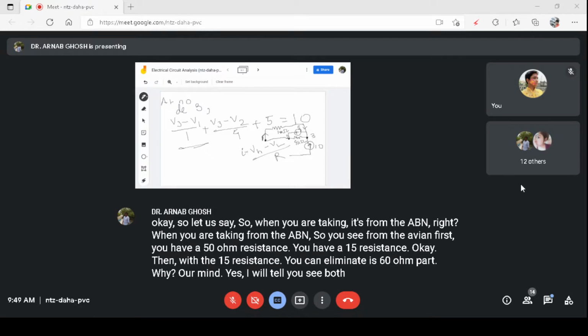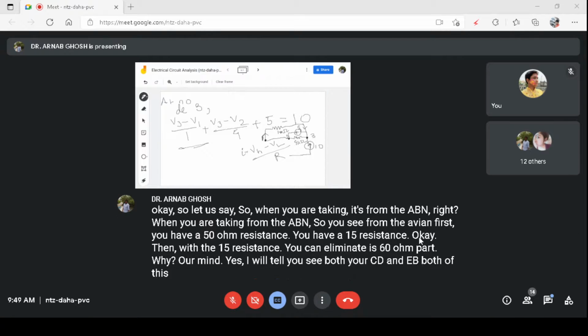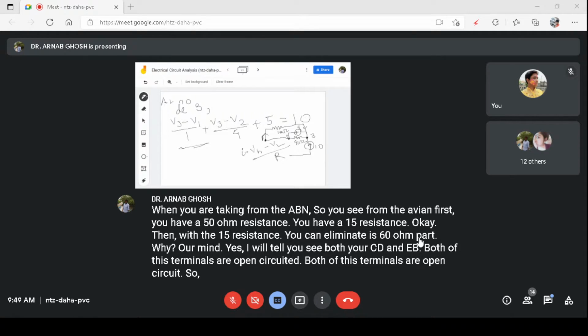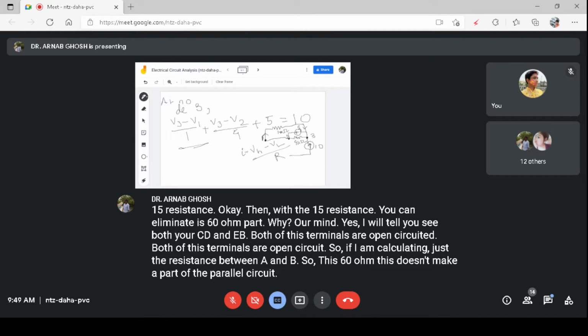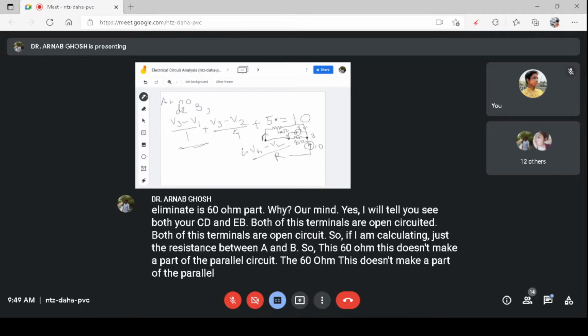See, both your CD and AB, both of these terminals are open circuited. So, if I am calculating just the resistance between A and B, the 60 ohm doesn't make a part of the parallel circuit. I will just draw and show it to you.